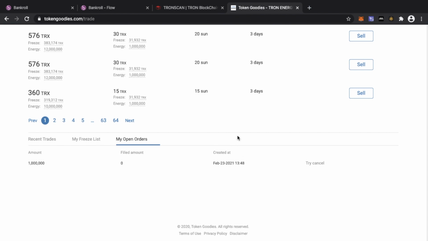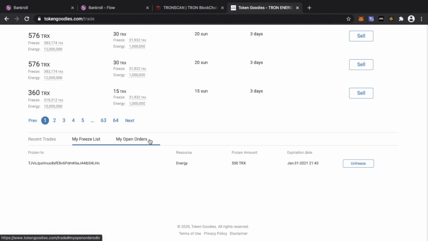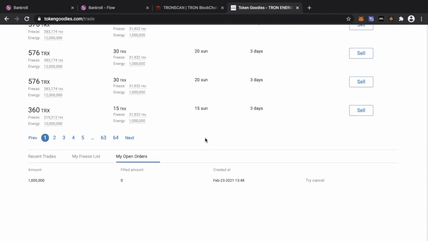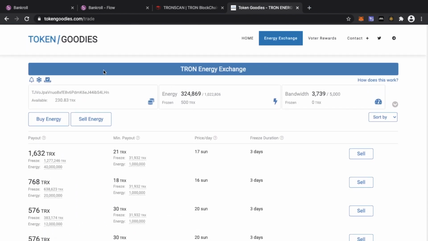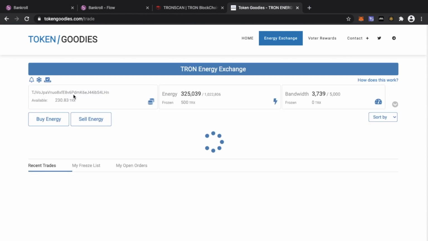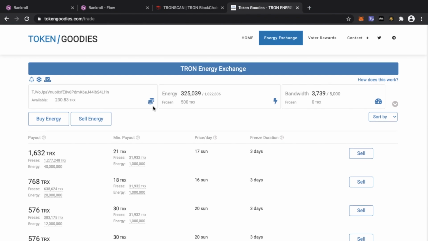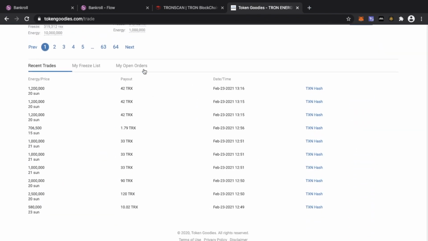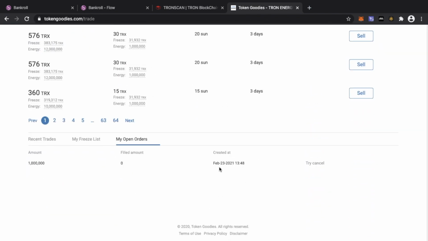Bear in mind, this energy will only be yours for 3 days. After 3 days, this energy will no longer be in your account. But for the next 3 days, it will replenish every 24 hours. So you can do 1 million energies worth of transactions one day. 24 hours later, you can do another 1 million worth of energy transactions. And again, for a third day. But on the fourth day, your energy limit will no longer include that 1 million that you have purchased. So that is the smart way of doing it, using token goodies, buying energy and using it.